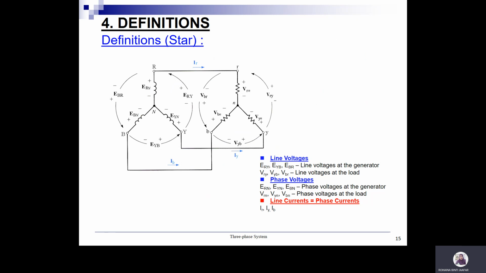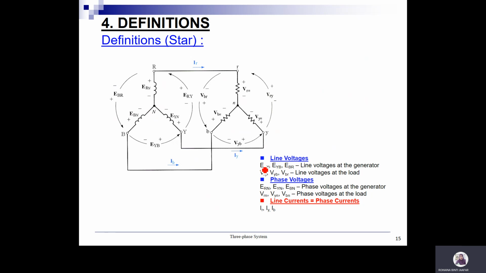Okay, so let's continue with the definition of star connection. This is your generator part connected in star and also the load connected in star. So what is the line voltage? You have two sides.